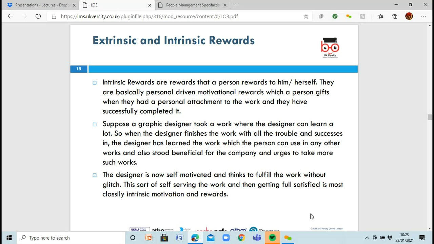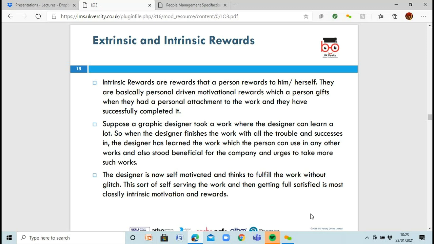For example, we've got a graphic designer who took on work where the designer can learn a lot. When the designer finishes the work, with all the troubles and successes in it, the designer has learned things which the person can use in any other works. They've gone through the trouble of designing a particular thing, and now they've gained knowledge that they can apply to other jobs. So the designer is self-motivated, and they want to fulfill the work without any problems.